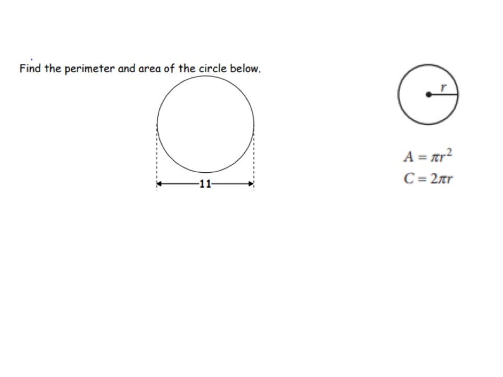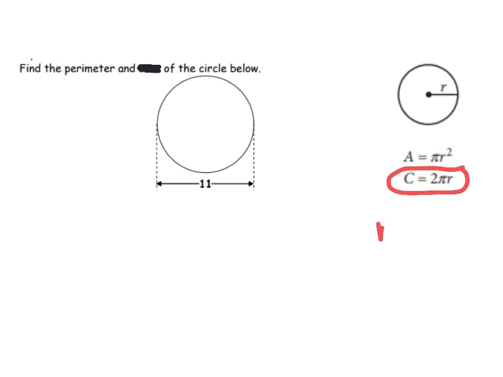Alright, find the perimeter of the circle below. We'll do area later in the video. So we're just finding the perimeter. The perimeter of a circle is called the circumference, which is this formula on your formula sheet. Circumference equals 2 times pi times r.